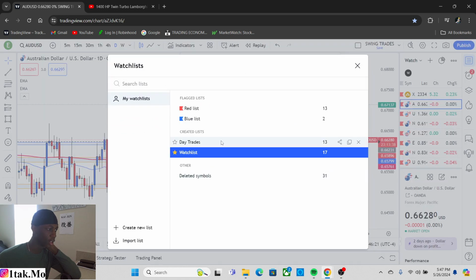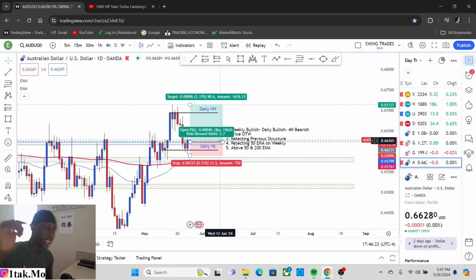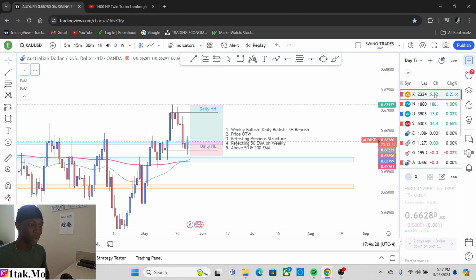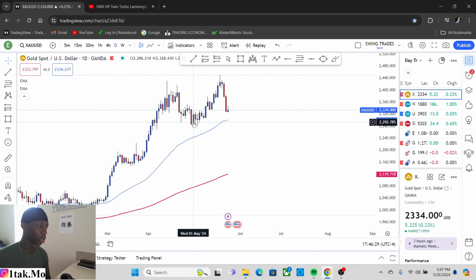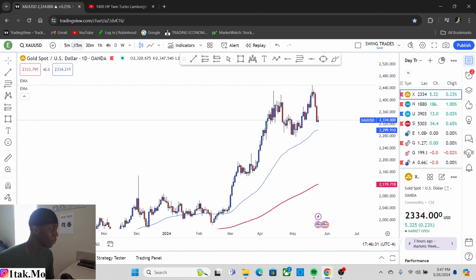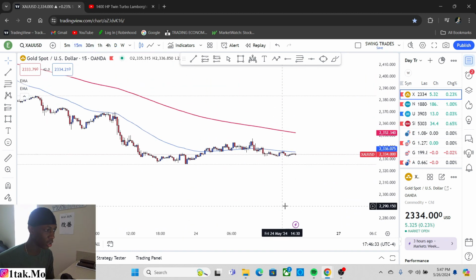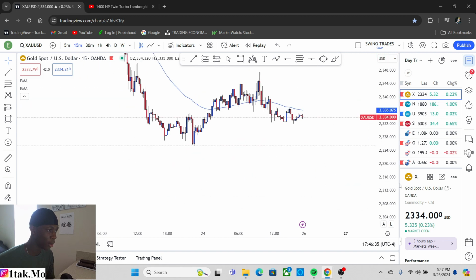I also have this right here, day trades. These are the pairs that I would be using to scalp myself. So we got the big dog itself, gold. Gold is one of my favorites to scalp on. And my new strategy that I'm learning, I'm gonna make a video about that soon. But basically, let me show y'all.